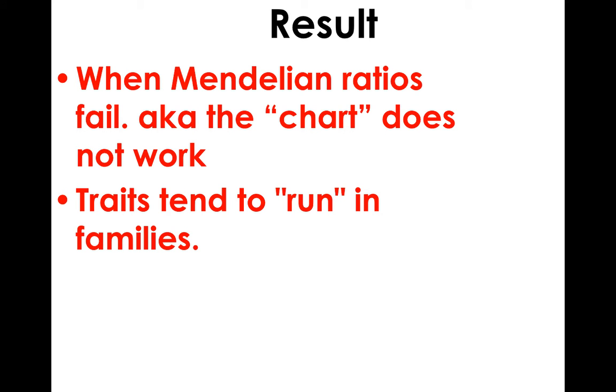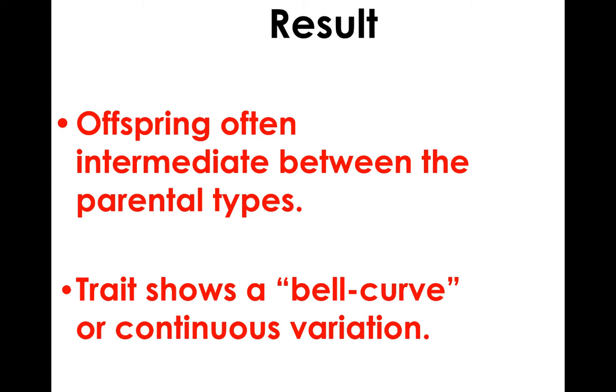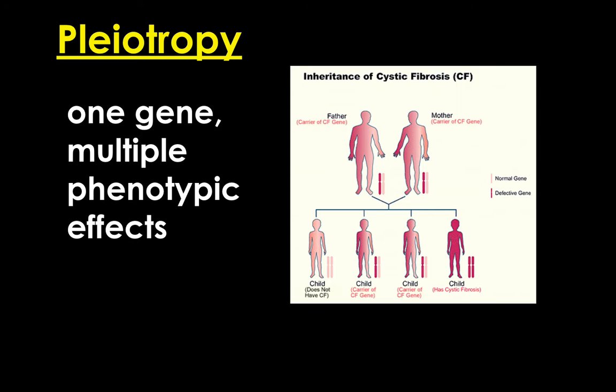So everything that you talked about in Mendel, so codominance, multiple alleles, and polygenics, all are what happens if the Punnett chart does not work. And so we'll see these genes tend to run in families. And so a lot of times you're intermediates between your mom and dad. You have this bell curve, this continuation of different kinds of scales of how that trait is expressed.